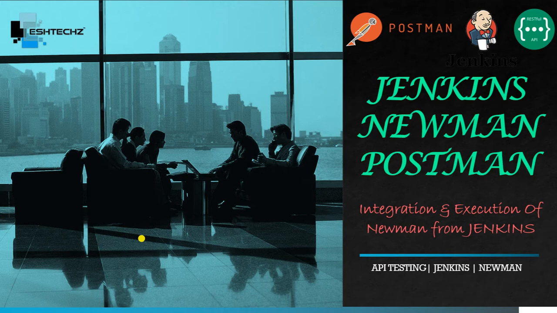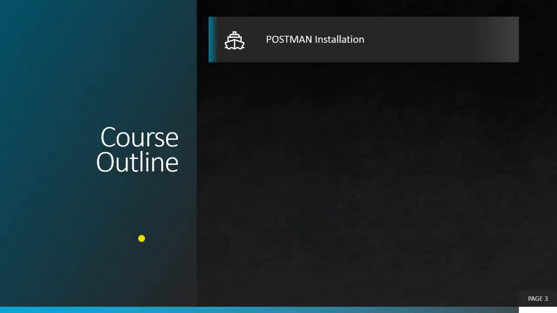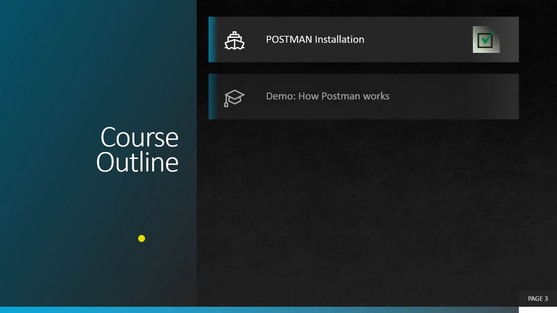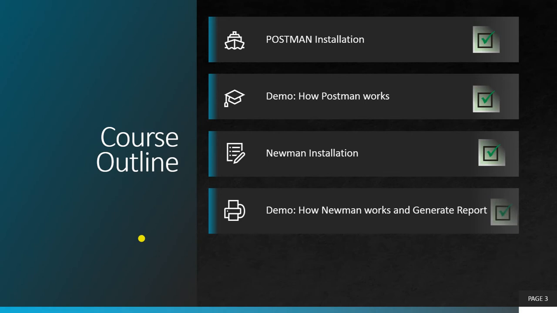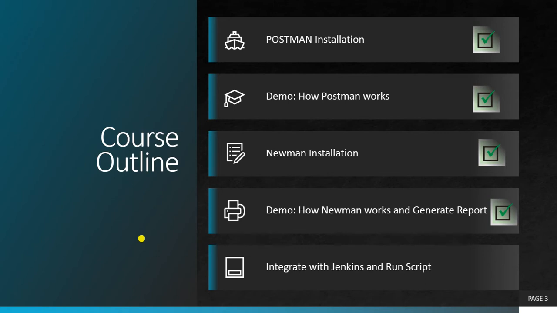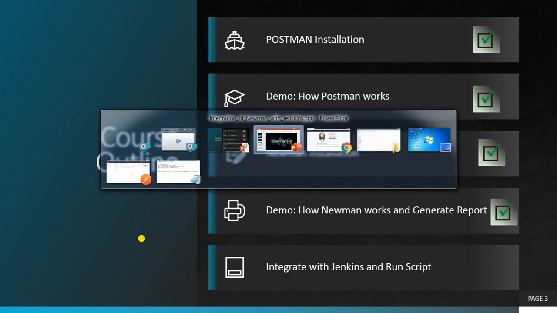And let's start with our Jenkins integration part. Now let's check our final course contents. We are already done with our Postman installation, demo of Postman, Newman installation, and demo of Newman, and the final part is to integrate with Jenkins and run our script. So before watching our Jenkins video, let's see how to configure Jenkins in our system. For that we have some steps, so let's go step by step.